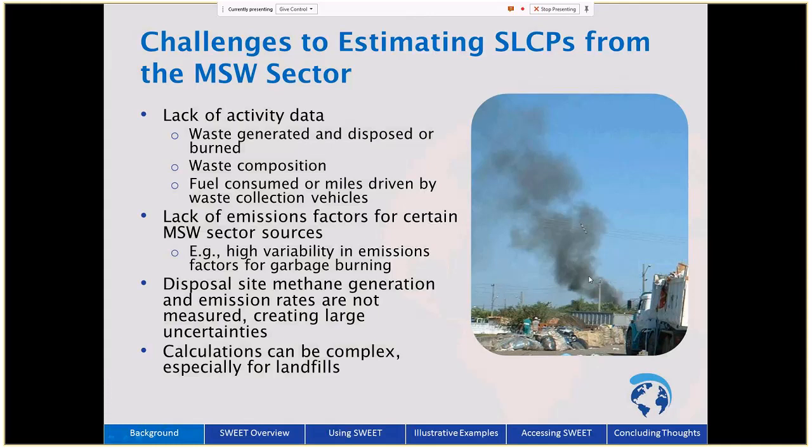Third, disposal site methane generation and emissions rates are not measured in many instances. We can model methane generation and emissions from landfills and dumps, but there are very few instances where there are active real-time monitoring systems in place to capture data that can be used to validate those models. So there's high uncertainty. And lastly, calculating these emissions in a comprehensive and consistent manner is complicated, especially for landfills, where there are a large number of variables involved.